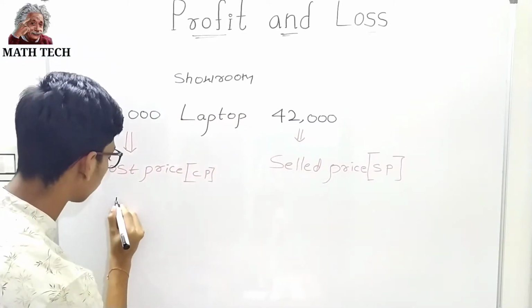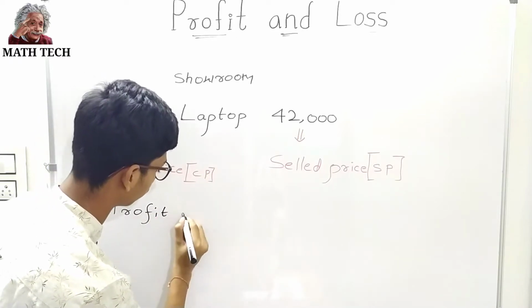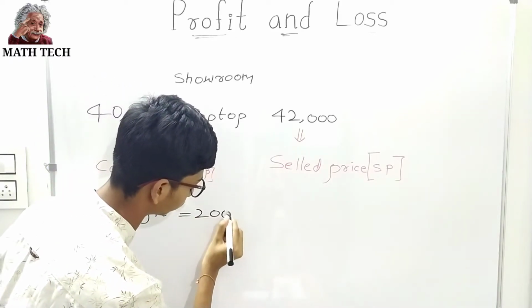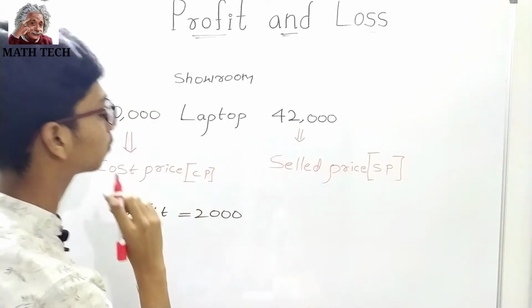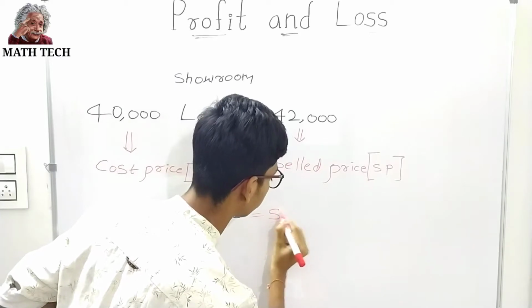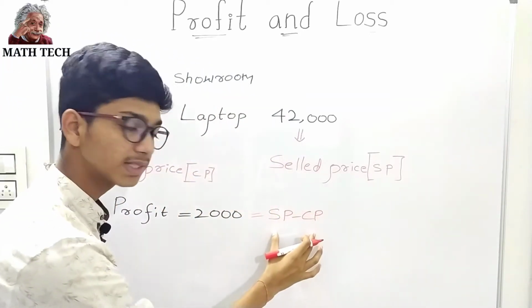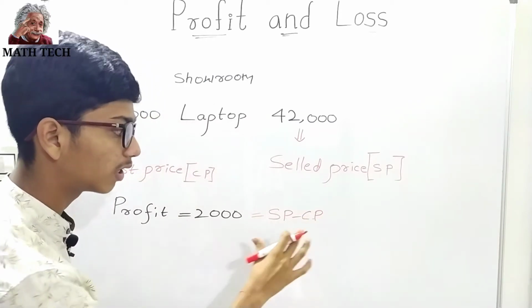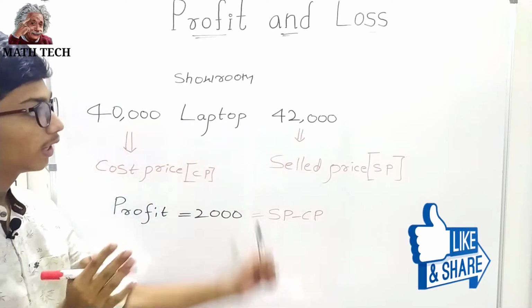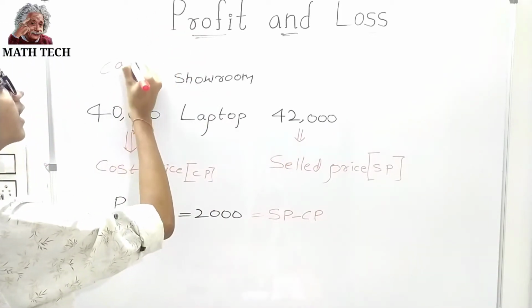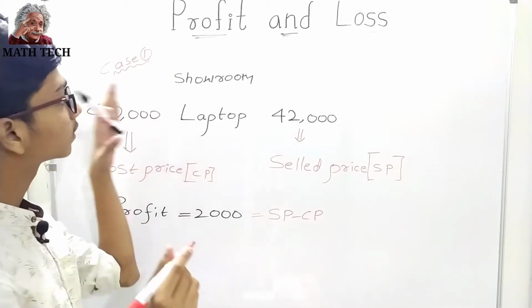How to find the profit value? SP minus CP is profit. When we calculate SP minus CP, we will get the profit, that is 2,000 rupees. This is case 1.